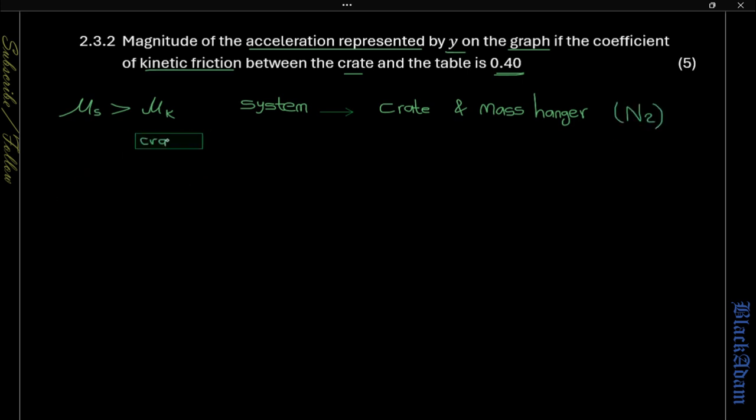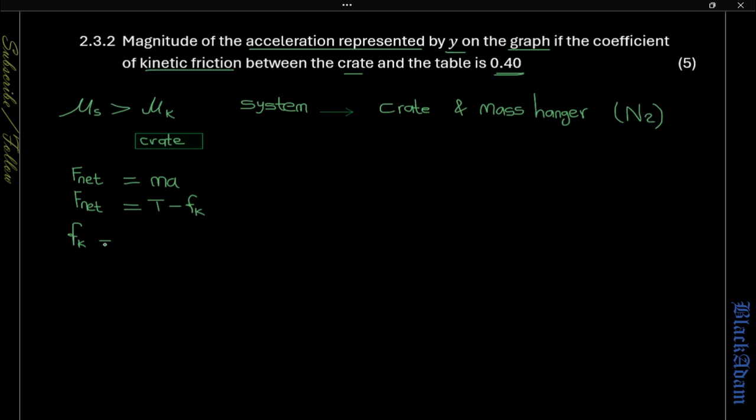From there we have the crate, and that's our crate there. And then from our crate we know net force is equal to MA. So our net force is equal to tension minus kinetic frictional force, actually, because it's moving.